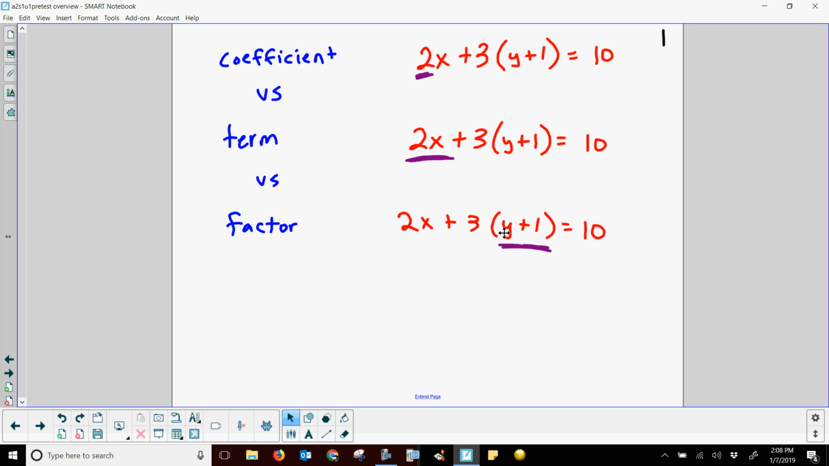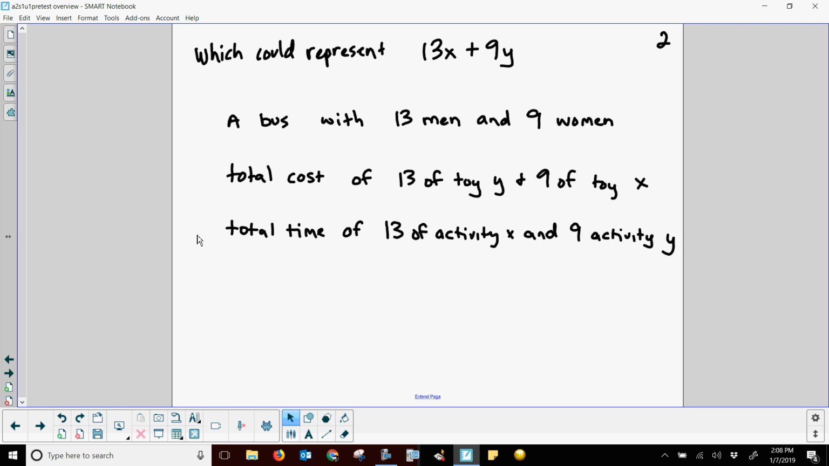A factor is when you have one of those terms broken down as much as it possibly could be. I could totally distribute this and have 3y plus 3. But when I have this broken down, then this y plus 1 would be a factor because it could then be put back together. So that's one of the first concepts, knowing the difference between these three.